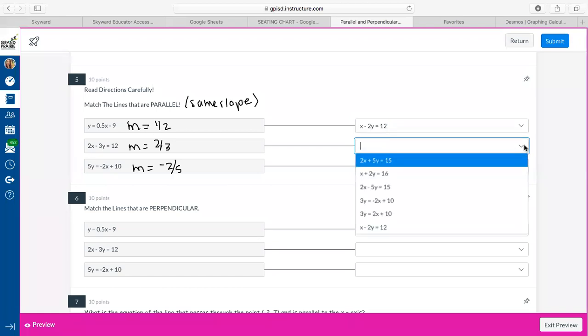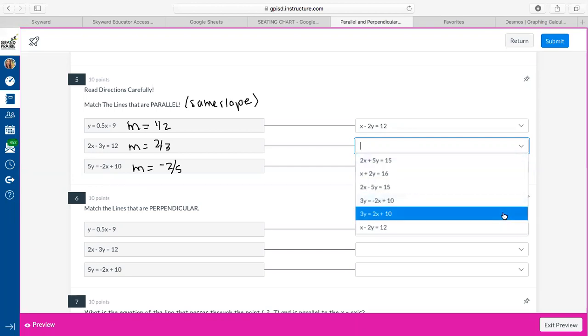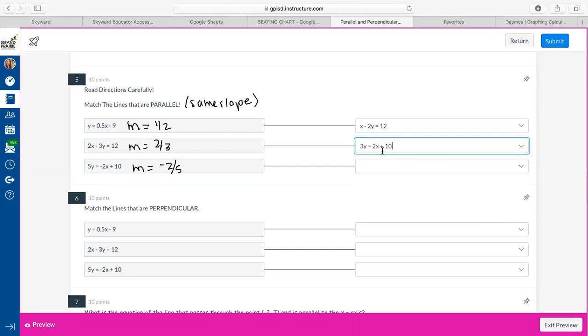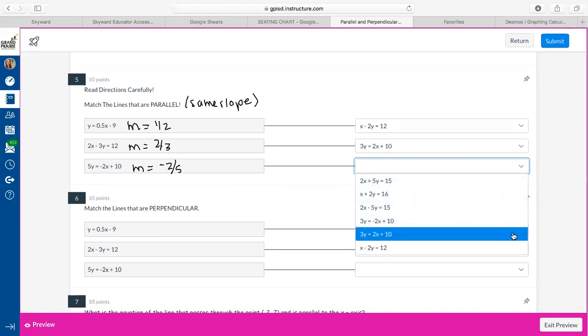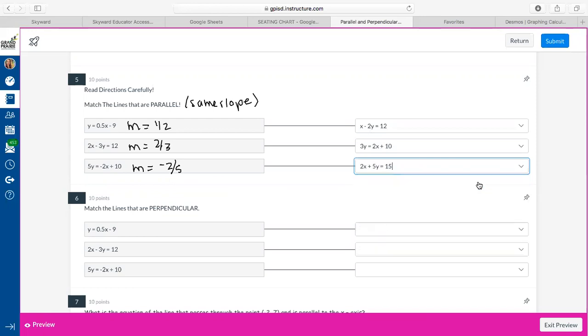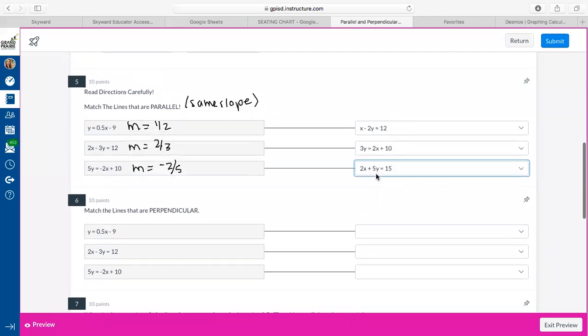Okay, the slope here is 2/3. Which one has a 2/3 slope? 3y equals 2x plus 10. Good job, Noah. If I divide both sides by 3, that'll give me a 2/3 slope. Last one. Slope of 2. 5y equals 15. Good job. So 2x plus 5y, that plus sign tells me this will be a -2/5 slope. Good.